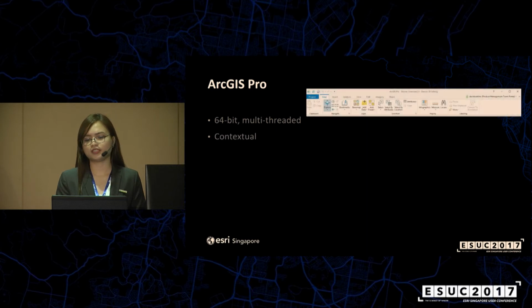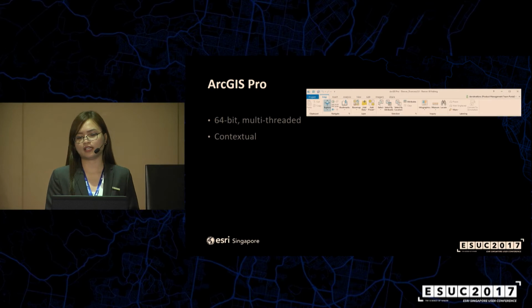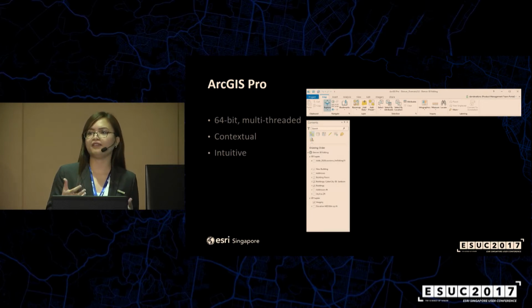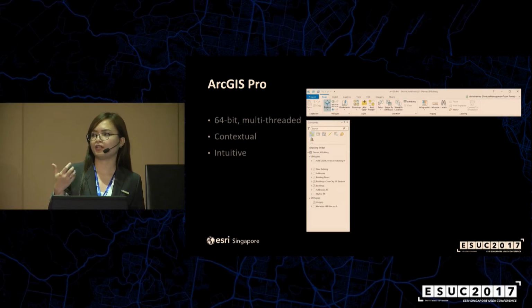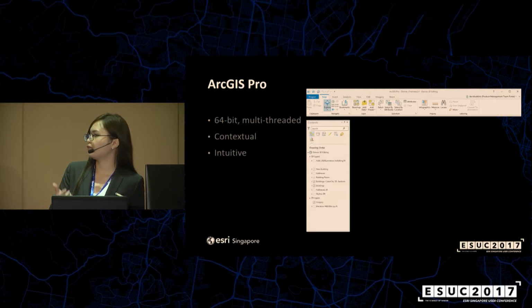It features a modern ribbon-based contextual interface, so you might be familiar with it from the Microsoft suite of applications. Contextual, meaning the tabs and commands react directly to the active map view and items in the contents pane. So it gives you the tools that you need for whatever type of data that you have. It is intuitive and familiar. Familiar meaning you still have the same feel as when you were working with ArcMap, so it makes traditional workflows even easier.